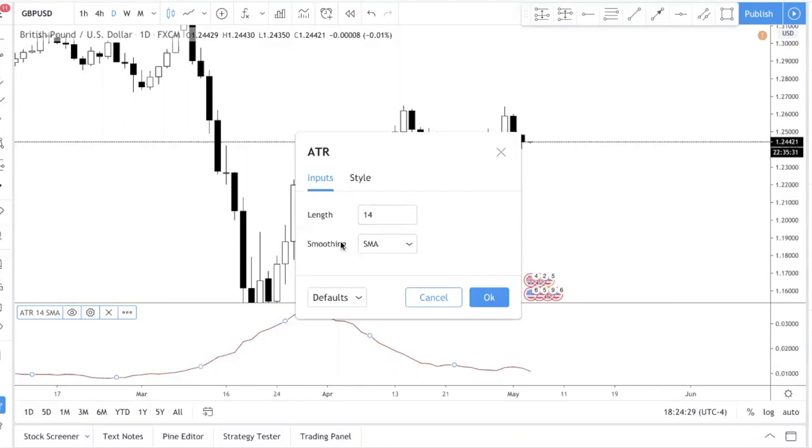Smoothing is the kind of moving average you want. If you are new, I suggest that you stick to the SMA, meaning simple moving average. Of course, you can also adjust the style and stuff like that, but I'm not going to touch much on this.